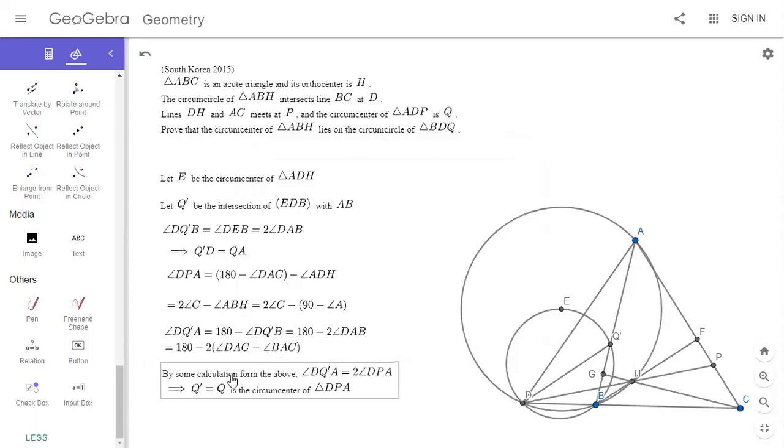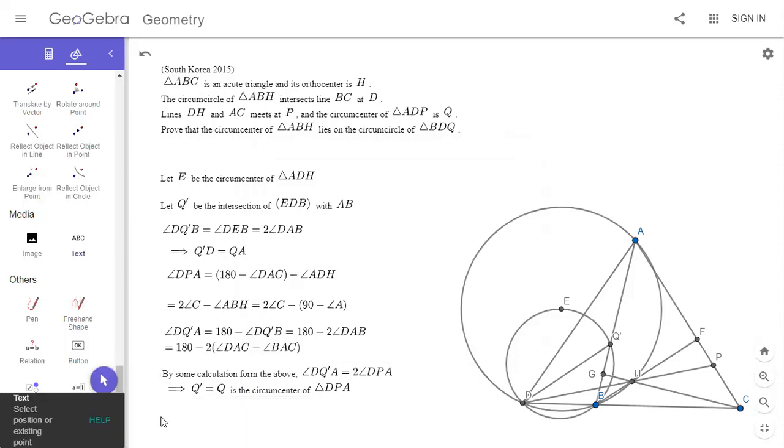And so that means that the circumcenter of ABH lies on the circumcircle of BDQ, and that solves the problem.